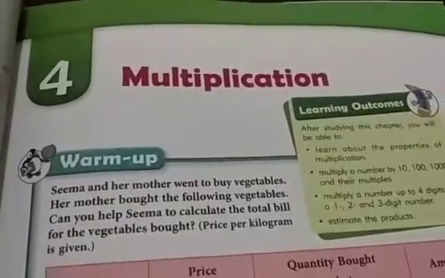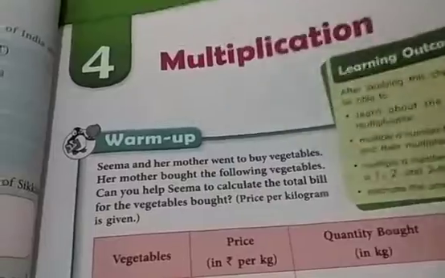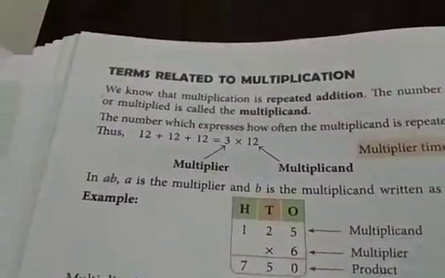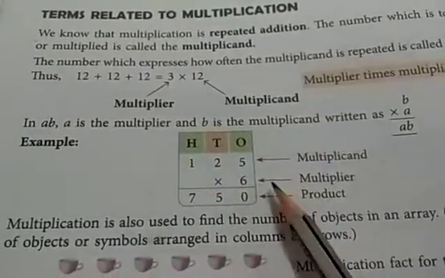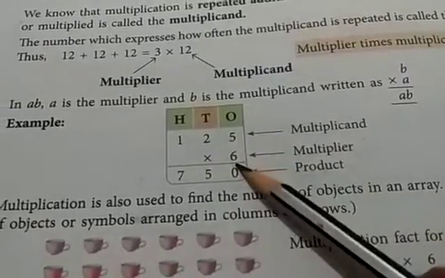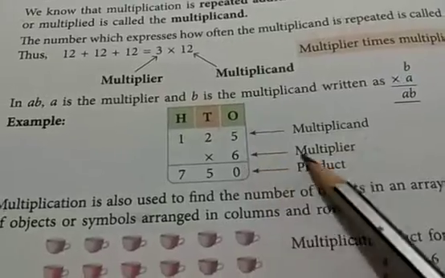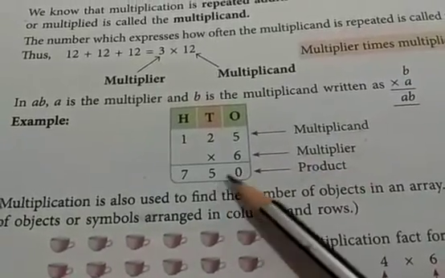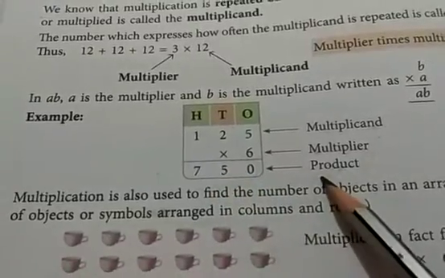So today we are going to start chapter 4, multiplication. Before starting the chapter, we have to know some properties related to multiplication. So here are terms related to multiplication. See the number 125 into 6. We have to multiply 125 by 6. So this 125 is called the multiplicand, 6 is called the multiplier, and the answer when we multiply 125 into 6, the 750, is called its product.